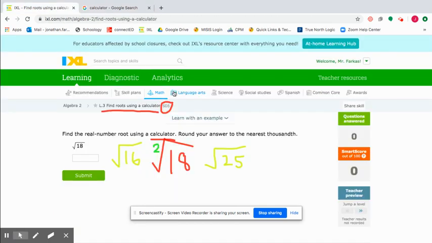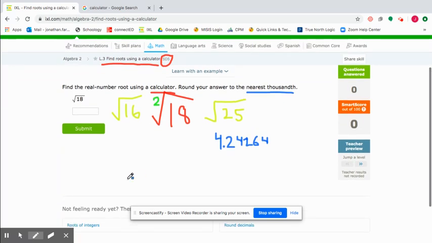So here we have 4.24264. Our question is asking us to round to the nearest thousandth, right? The nearest thousandth. So we need to remember, what does each of these places represent?